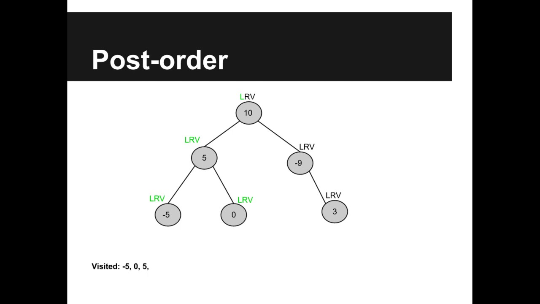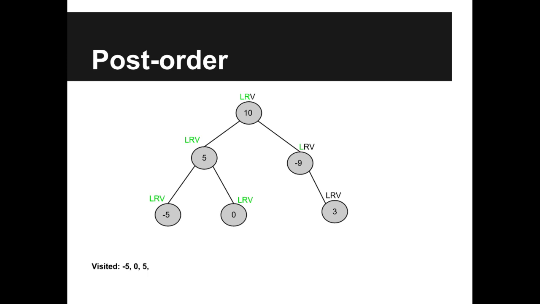Node 10 tells us to go to the right. So we're gonna go to the right of node 10, which starts with node negative 9. Node negative 9 tells us to go to the left, but we don't have a left subtree for node negative 9. Therefore, we're gonna go to the next letter in the sequence.